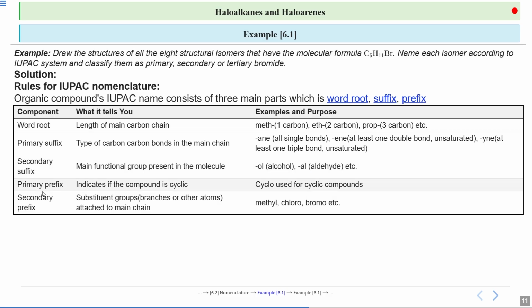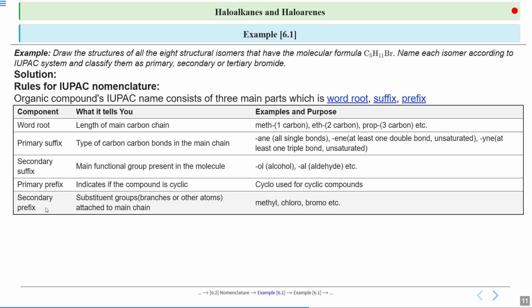Then the component is the primary prefix. What does it tell you? It indicates whether the compound is cyclic or not. For example, we use cyclo for cyclic compounds. If it is a cyclic compound, that means we have a cyclic structure, then we use cyclo while naming it.